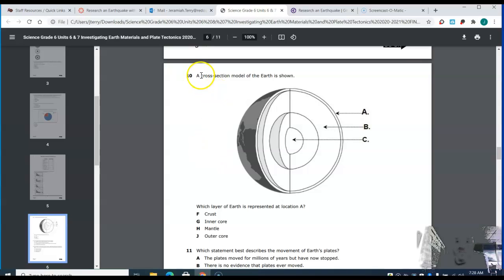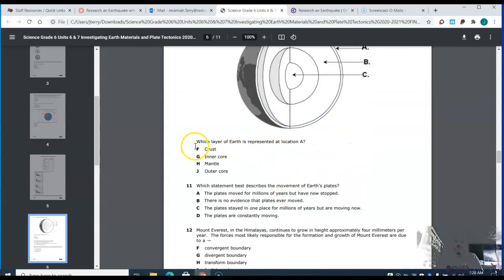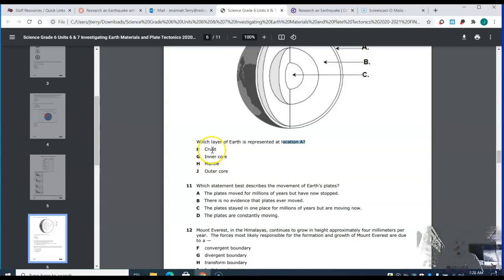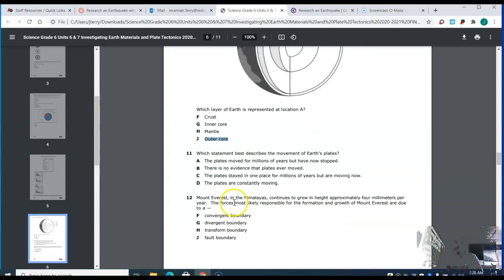Number 10, a cross-section of the model of the Earth is shown. Question, here we have A, B, and C. Which layer of the Earth is represented at location A? So what layer are we talking about here? Is it the crust? Is it the inner core? Is it the mantle? Or is it the outer core?